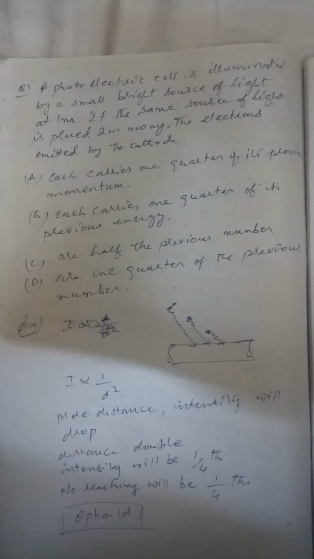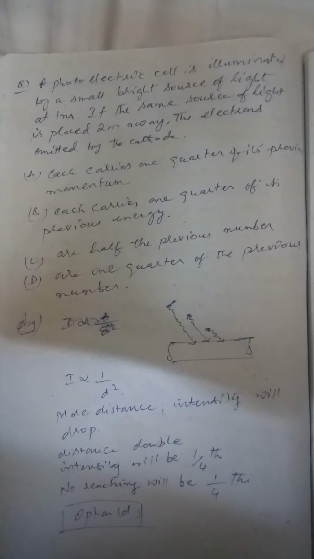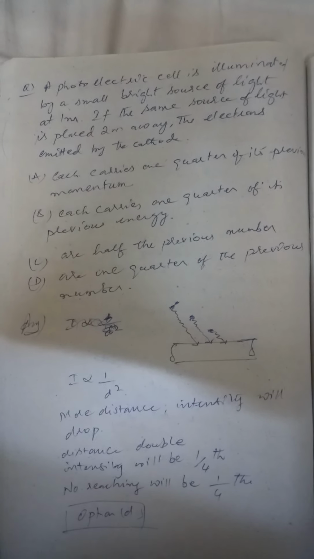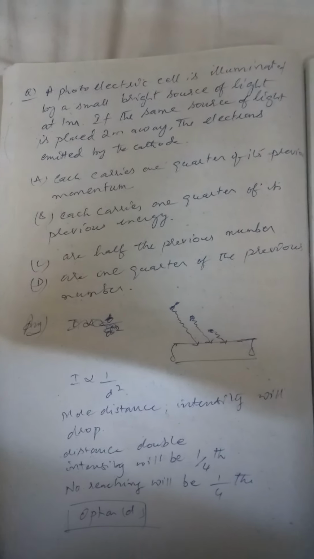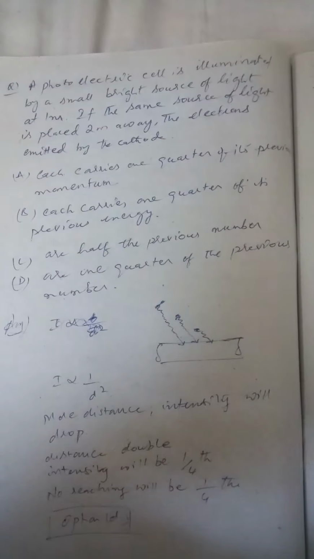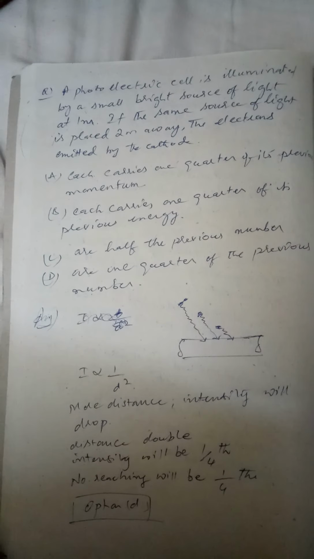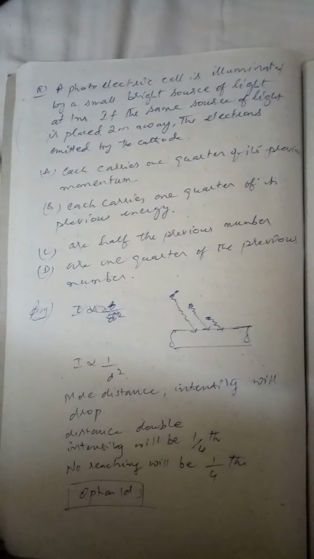A photoelectric cell is illuminated by a small bright source of light at 1 meter. If the same source of light is placed 2 meter away, the electrons emitted by the cathode... See, these four options are given. We have to choose the correct one.